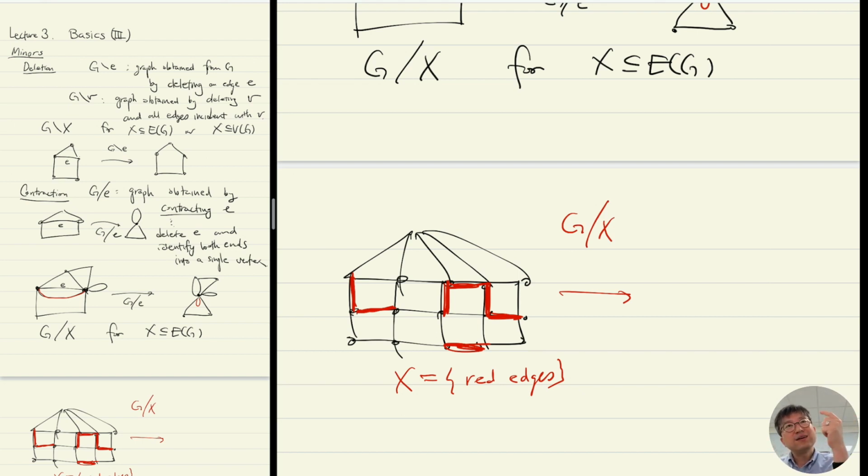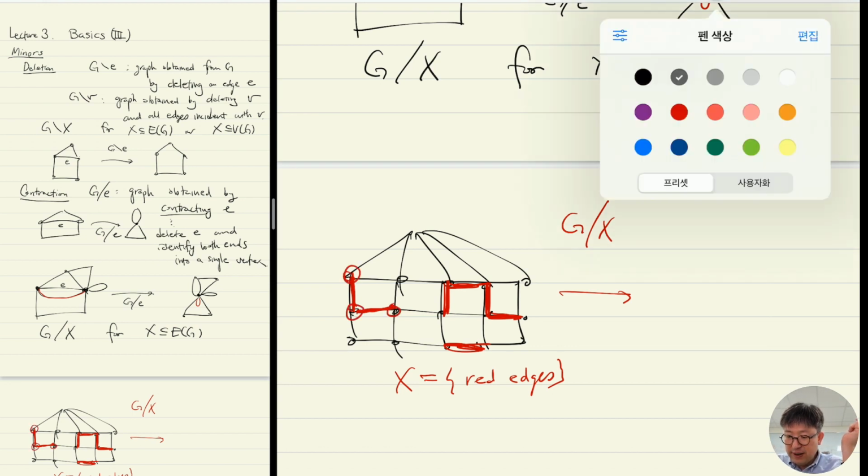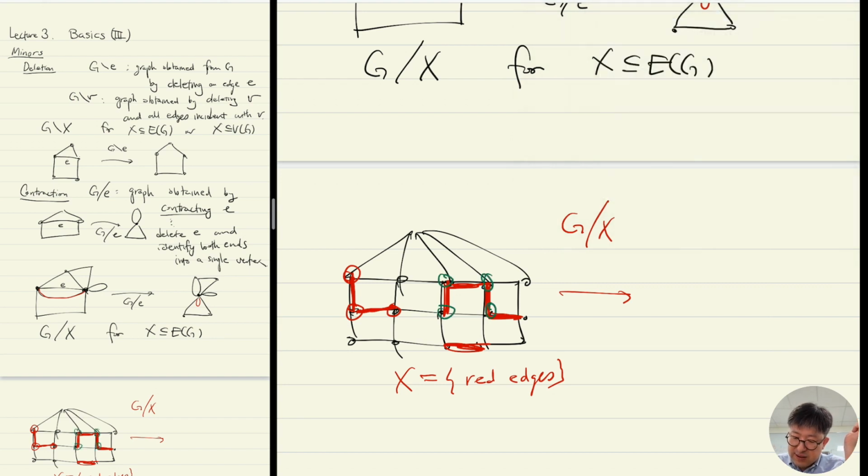This is the same as contracting the red edges one by one. But then these three vertices become one vertex, right? And those five vertices become one vertex. And these two vertices become one vertex, right? So what ends up is a new graph. Let's use this color and red. Where's green? Okay, green. All right. Now let's be careful.